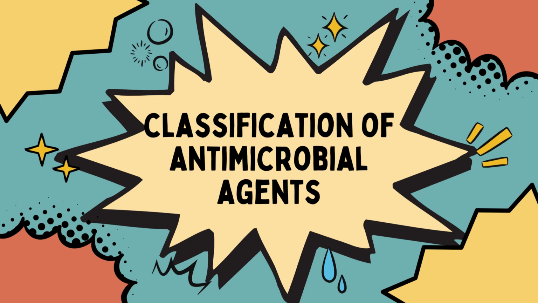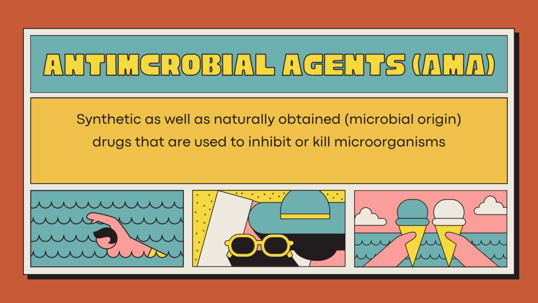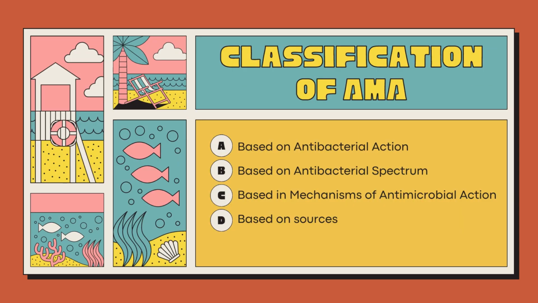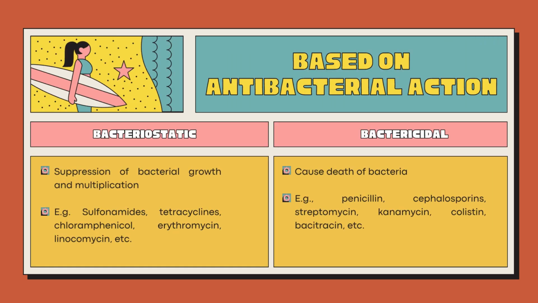Moving on, we are now on the classification of different antimicrobial agents. Antimicrobial agents are defined as synthetic as well as naturally obtained drugs of microbial origin that are used to inhibit or kill microorganisms. Antimicrobial agents are classified based on antibacterial action, antibacterial spectrum, mechanisms of antimicrobial action, and sources. Based on antibacterial action, there is the bacteriostatic and the bactericidal.